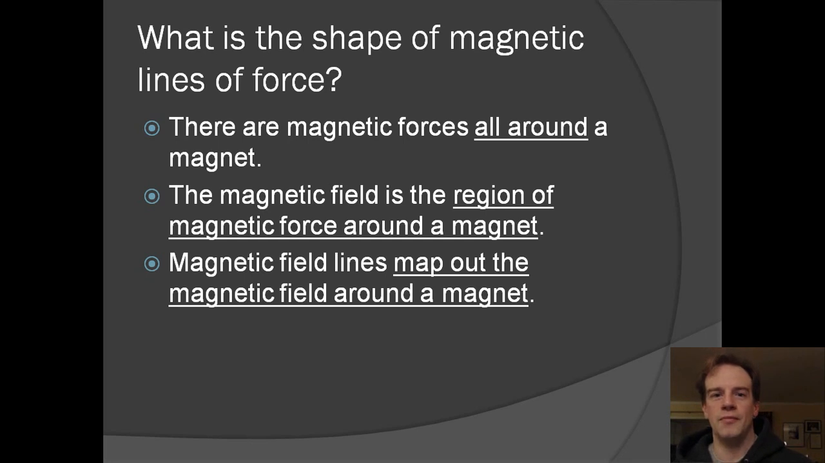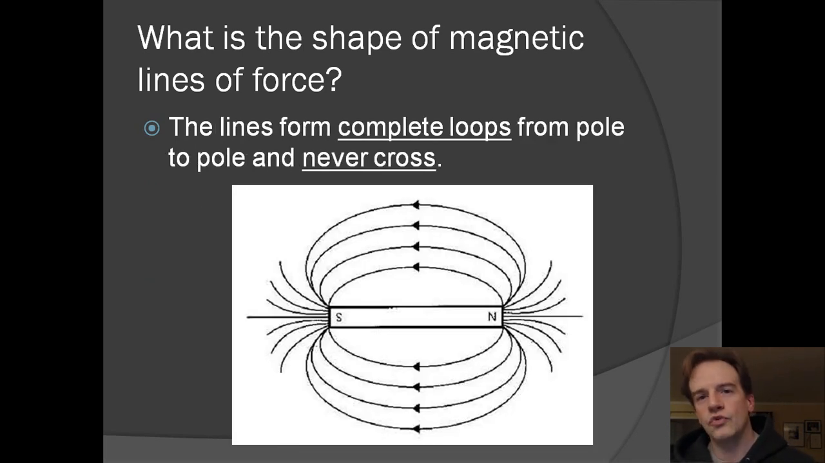So what is the shape of magnetic lines of force? Well, there are magnetic forces all around the magnet, and the magnetic field is the region of magnetic force around a magnet. Magnetic field lines map out the magnetic field around a magnet, and the lines form complete loops from pole to pole and never cross. So in this picture you can see that they come out from the ends where it's the strongest, and they never cross. They just extend out into the area around the magnet.